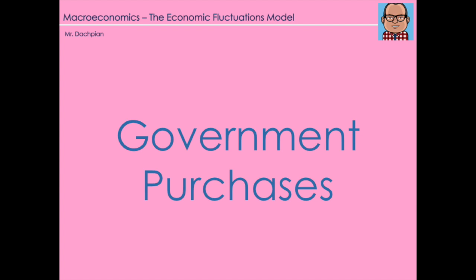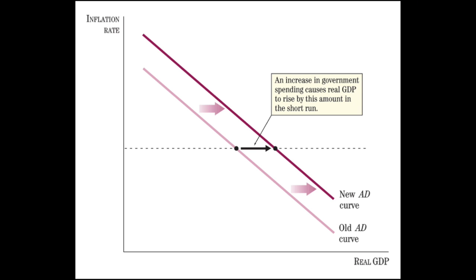Higher government purchases will result in a higher level of GDP at every inflation rate. This is graphically represented by a shift in the AD curve to the right and is illustrated in the next figure. Lower government purchases will result in a lower GDP level at every inflation rate. This is graphically represented by a shift in the AD curve to the left.